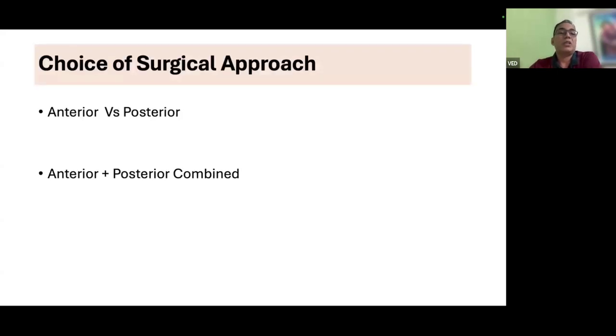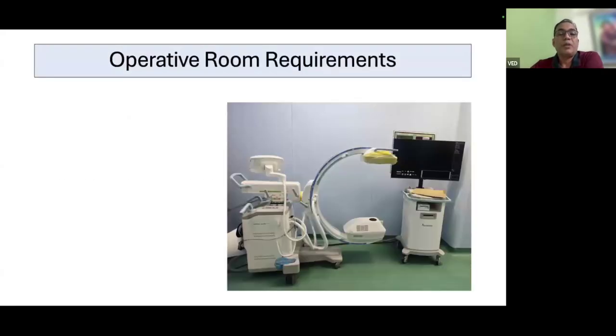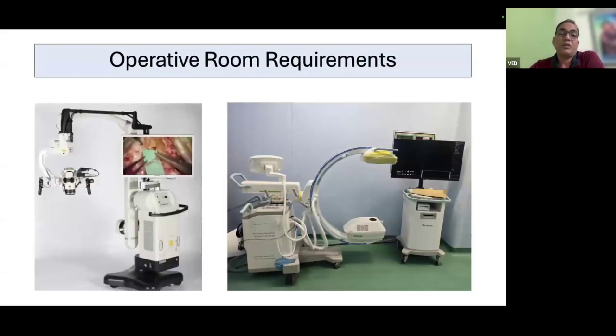So what are the choices of surgical approaches? We can go for an anterior approach, a posterior approach, or a combined approach where we go both anterior and posterior. The operating room setup should contain intraoperative fluoroscopy. Magnification is mandatory for cervical spine injury management. Even if we are performing anterior cervical discectomy and fusion, we should always try to operate under magnification, preferably under a microscope, because magnification significantly increases the efficiency of the surgery and prevents devastating complications.